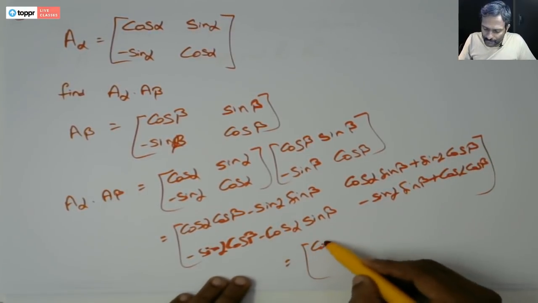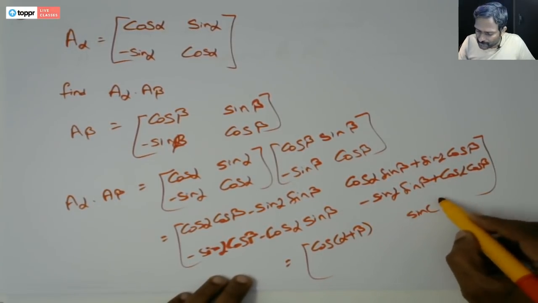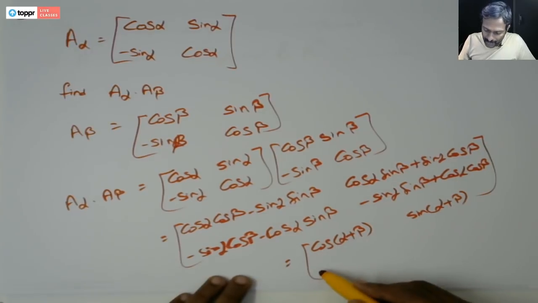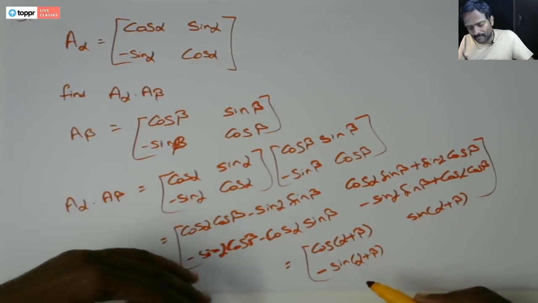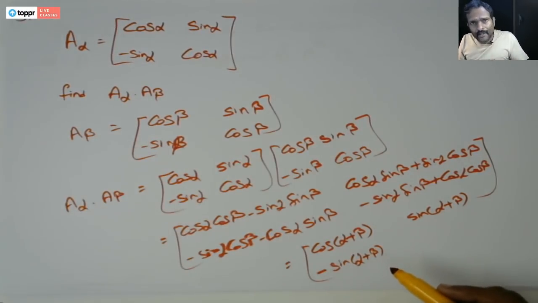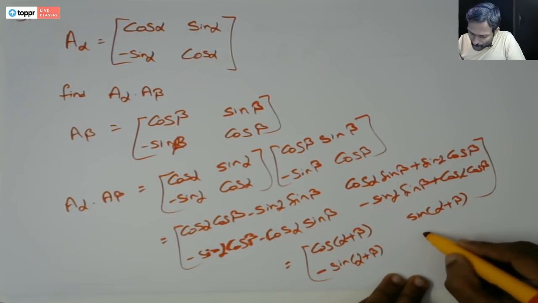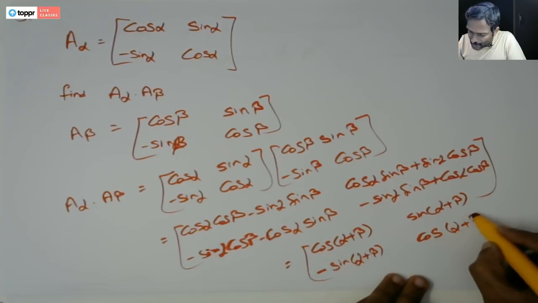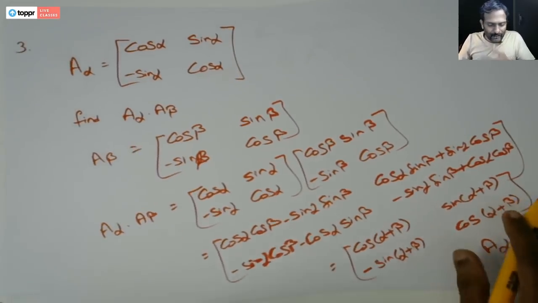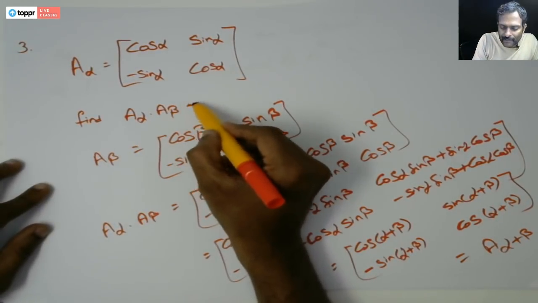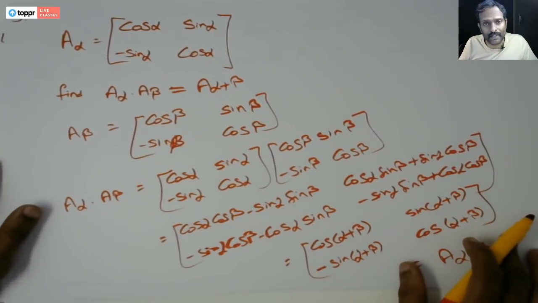So this is in the form of cos of alpha plus beta, and this one is in the form of sin of alpha plus beta. If you take the minus sign common, it becomes sin alpha cos beta plus cos alpha sin beta, which is again sin of alpha plus beta. And this one is also in the form of cos of alpha plus beta. So this is nothing but A of alpha plus beta. So we can say that A alpha times A beta is equal to A of alpha plus beta. This is how you solve this question.